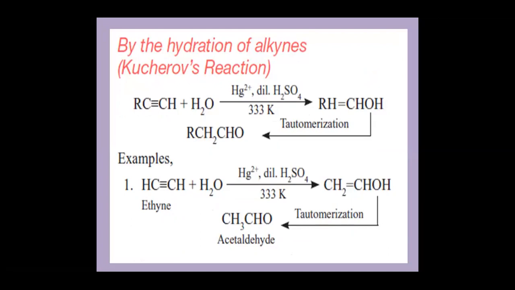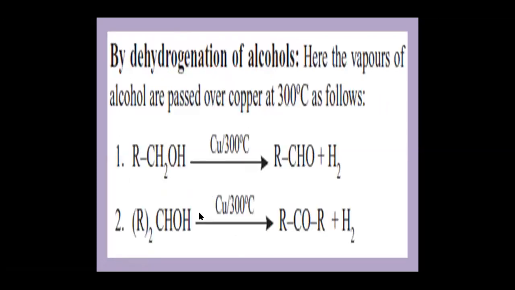When an alkyne such as ethyne undergoes hydration using mercuric sulfate, HgSO4, and sulfuric acid, it gives acetaldehyde. The first member of the alkynes can give aldehydes. However, the higher members of the alkynes can give ketones.